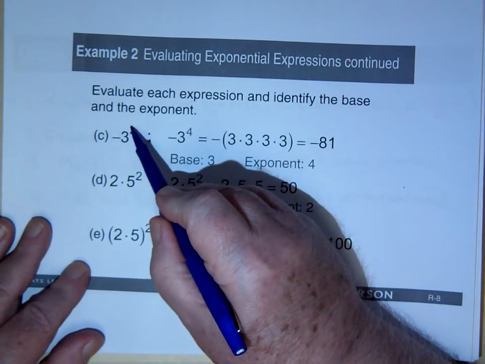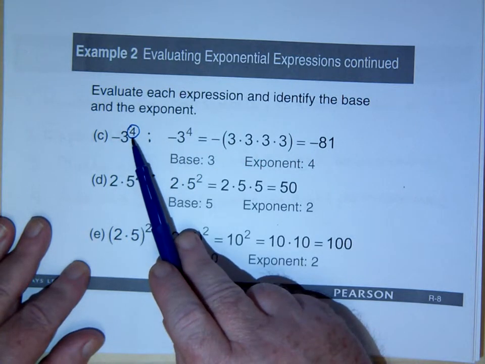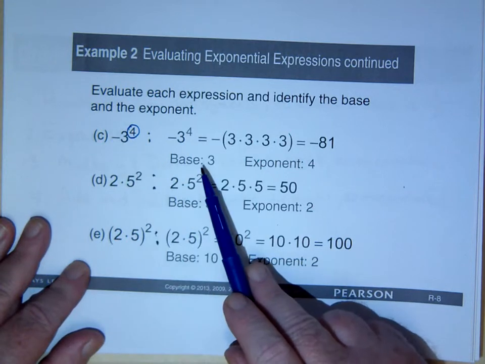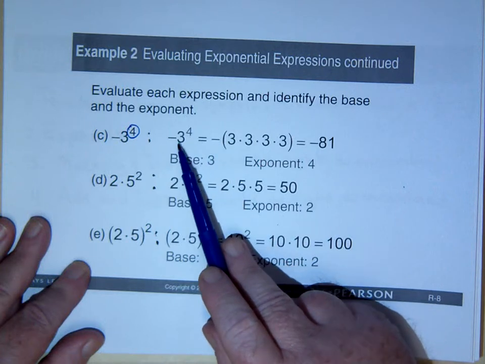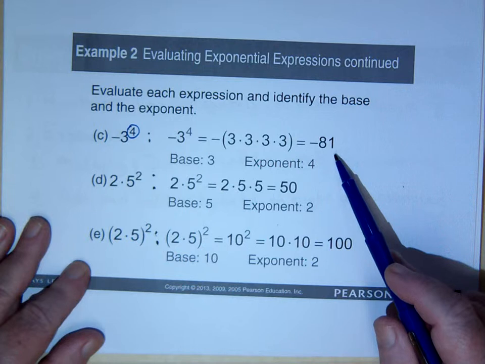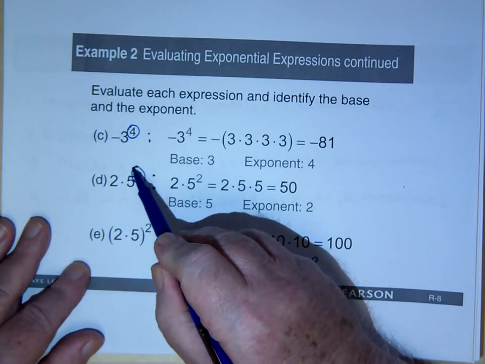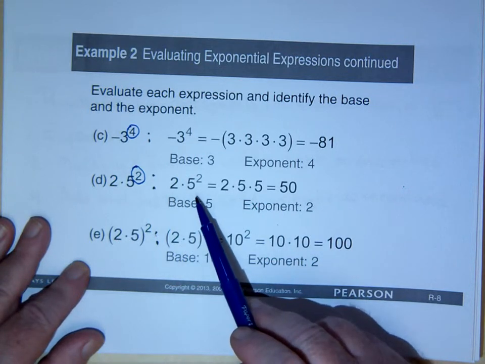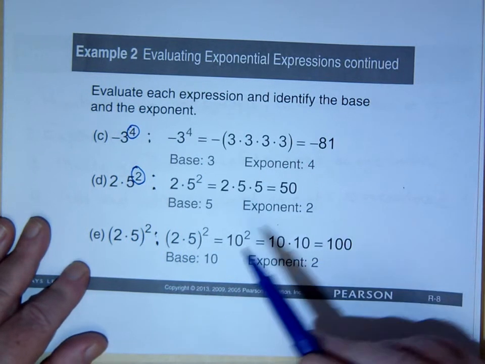This problem is different because the only term or expression that the exponent is governing is the 3. So the base is 3, so this is minus, and that is 3 to the fourth. 3 times 3 times 3 times 3 is negative 81. In this situation, the exponent is 2, but the base is 5. So it's going to be 2 times 5 squared. That's 2 times 25 is 50.